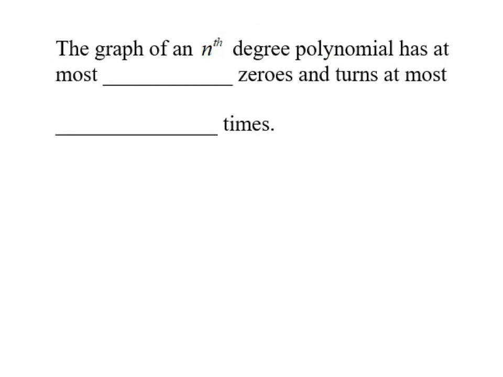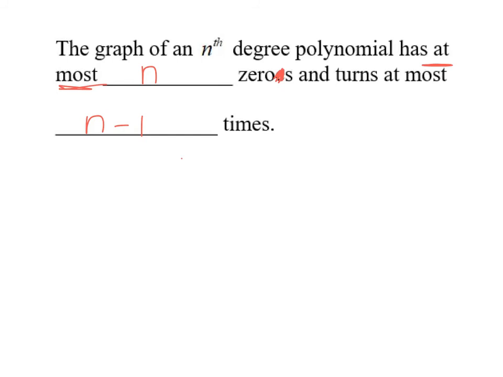So the graph of an nth degree polynomial has at most n zeros. Whoops, I misspelled zeros. Shouldn't be an e there. And turns at most n minus 1 times. Okay. Now this phrase "at most" is kind of important to make sure we understand.